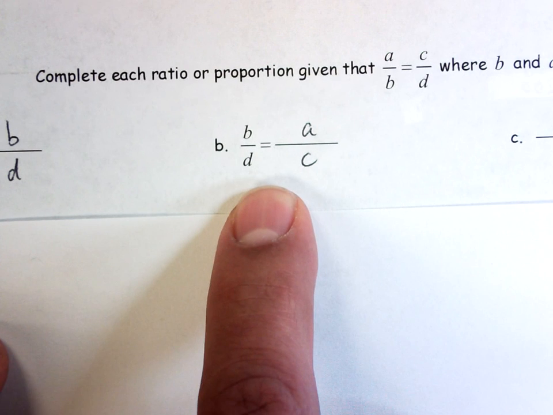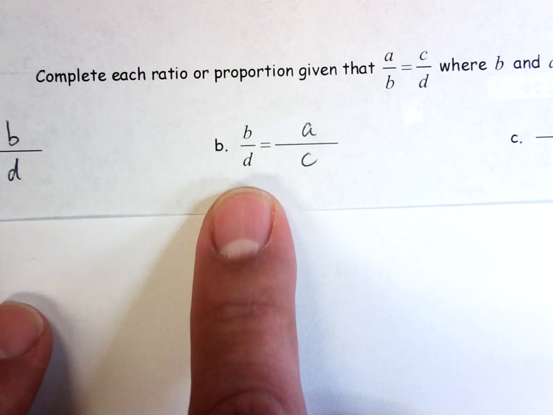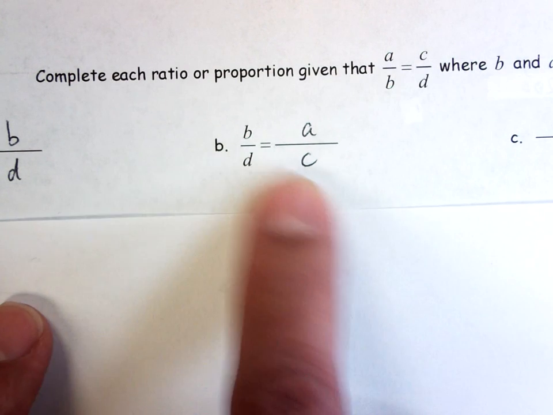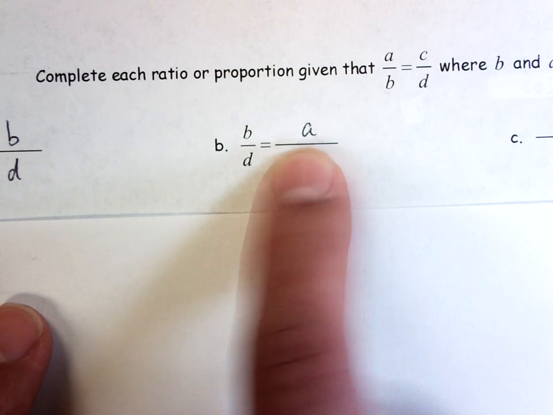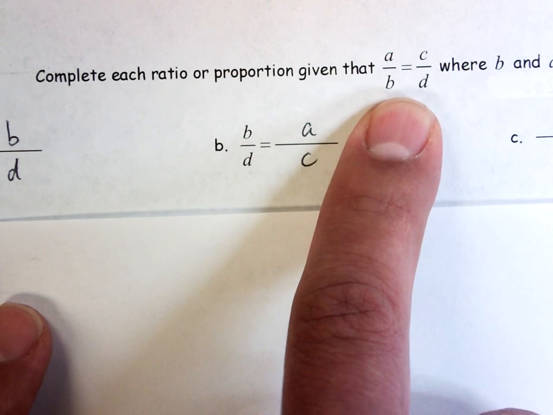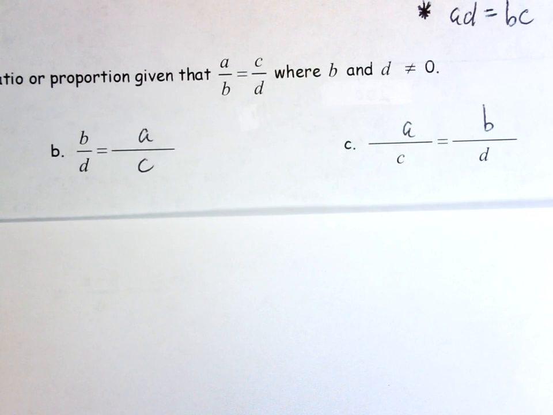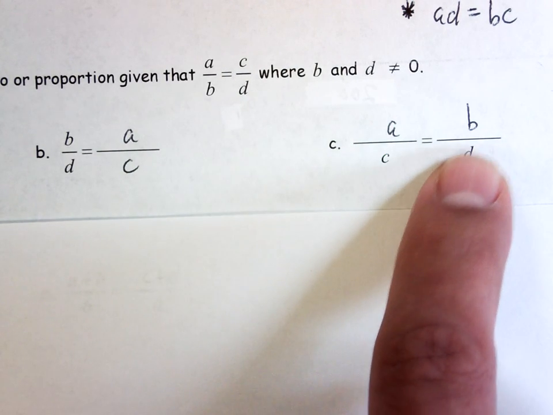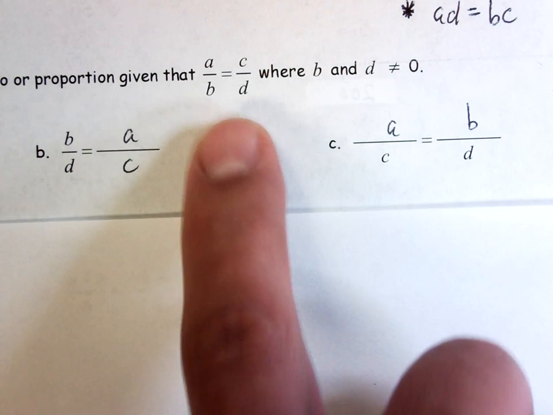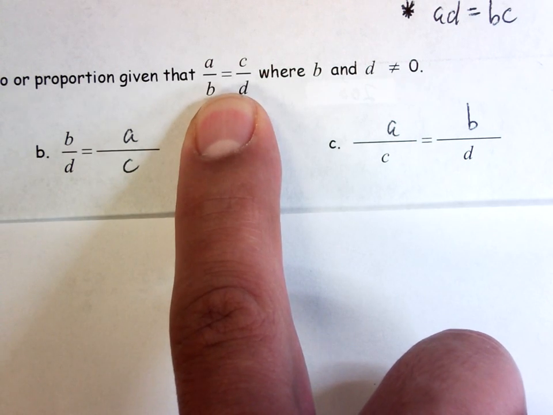Okay, they flipped the order around, so now we have B over D. Well, B times C still equals D times A, which is what we still have over here. And they did it again on letter C. A times D still equals B times C, which is still what we had at the very beginning.